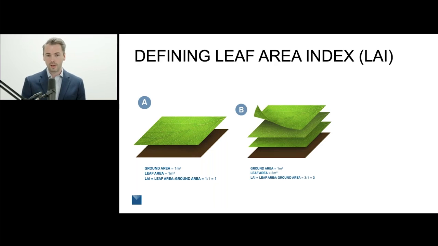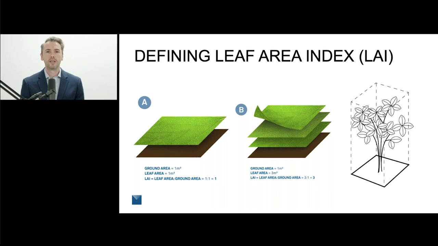So that's how we would scale this up. If you have more of these giant square leaves stacked on top of each other, we're going to count the leaf area above 1 square meter of ground area. So in this example, we have 3 leaves, so we would have 3 square meters of leaf. Referencing that to 1 square meter of ground gives us a 3 to 1 leaf area to ground area ratio. So our LAI would be 3.